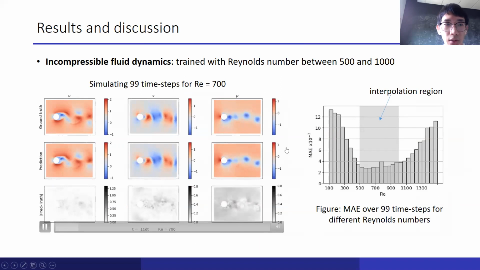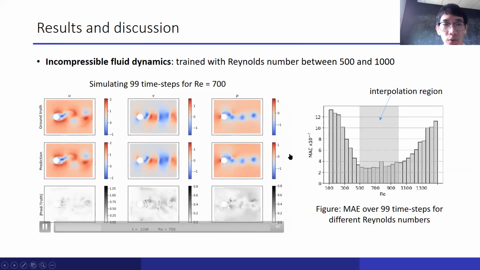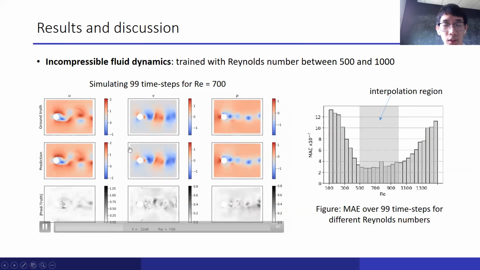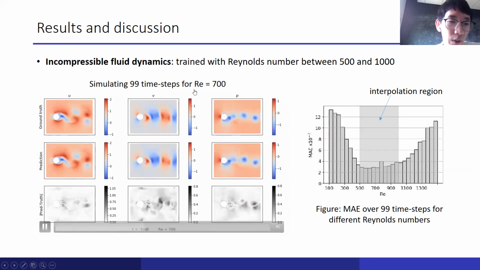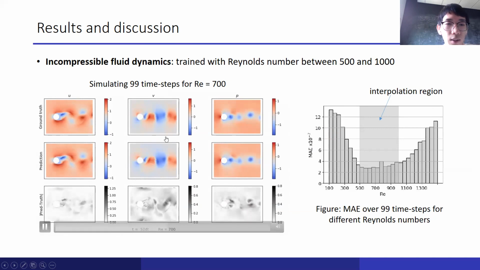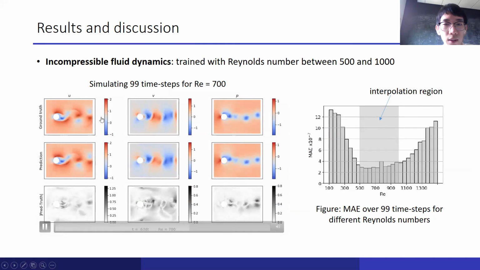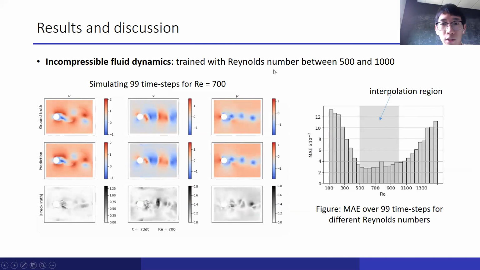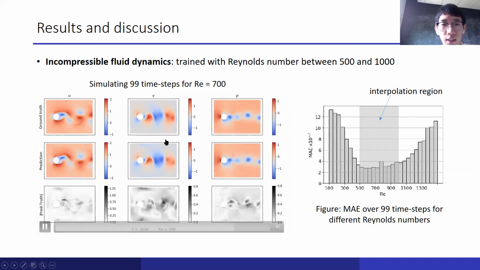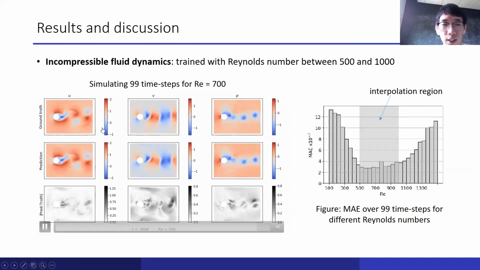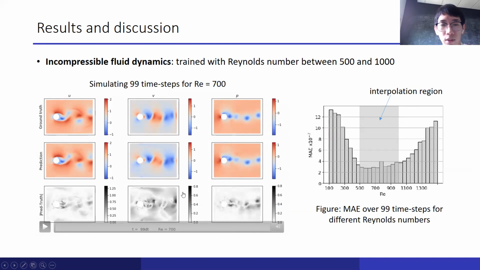And this is the results for the incompressible fluid dynamics. And the movie here shows the simulation for Reynolds number 700, which is in the range of the training data set. And even though we can observe that the error increased a long time, at the last time step, the error is also very large.